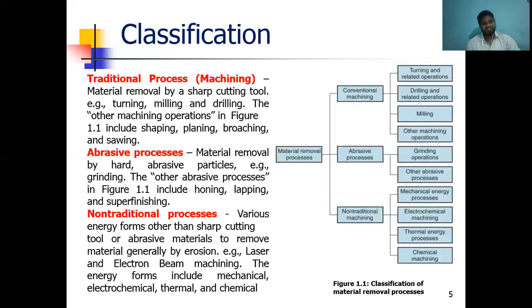Coming to the non-traditional process, various energy forms other than a sharp cutting tool or abrasive materials are used to remove material, generally by erosion. For example, laser and electron beam machining. The energy forms include mechanical, electrochemical, thermal, and chemical. Coming to conventional machining, it is turning and related operations, drilling and related operations, milling, and other machining operations.